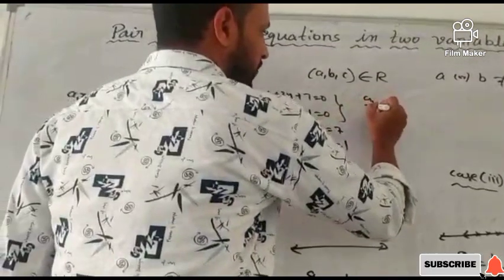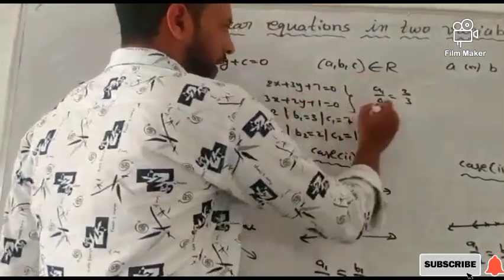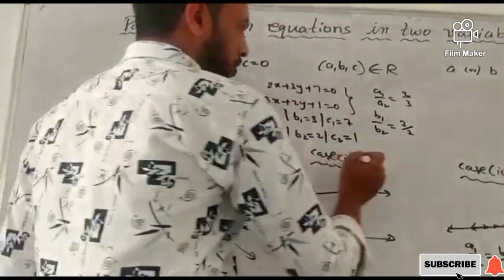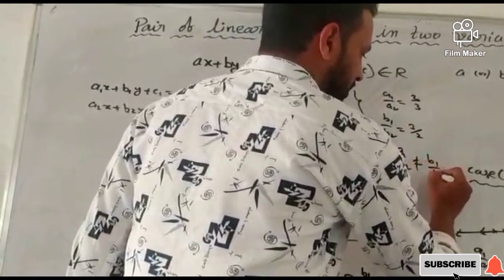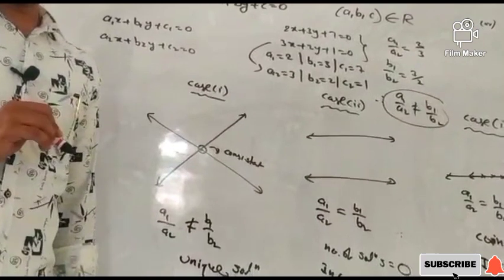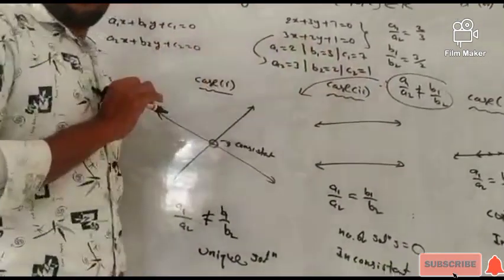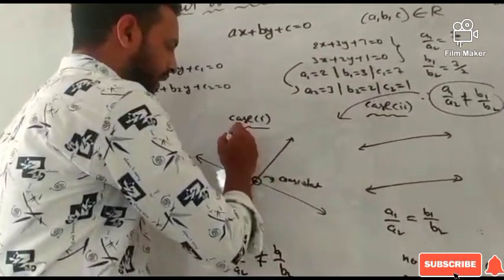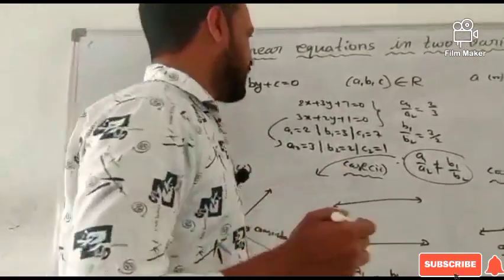Okay, so what is the value of a1 by a2 here? a1 by a2 is equals to 2 by 3 and b1 by b2 is equals to 3 by 2. Okay, so you can clearly conclude that a1 by a2 not equals to b1 by b2. So what you can conclude, if a1 by a2 not equals to b1 by b2, then we can say both the lines are intersecting lines. Now both the lines are intersecting. Let us take one more example here.